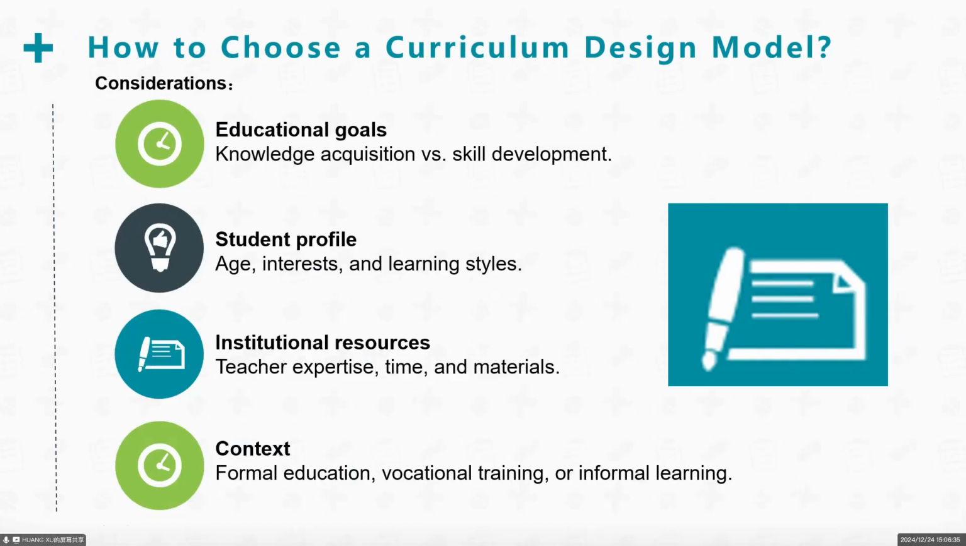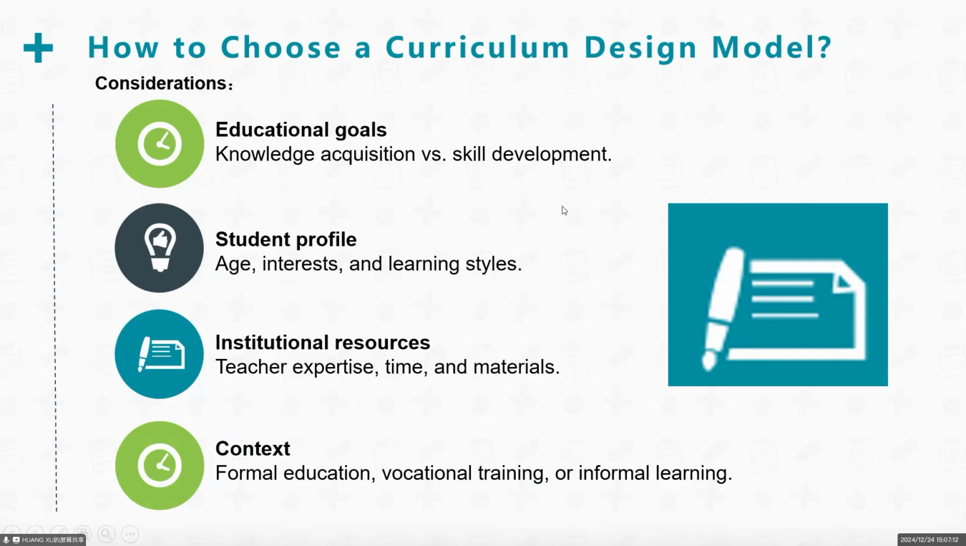So how do we choose the right curriculum design model? We need to consider a lot of factors such as educational goals, student profile, institutional resources, and context. I'm going to explain each one. First, for educational goals, we have to consider students' knowledge acquisition and their skill development. And we have to consider our students' age, interests, and learning styles. And next, we are going to consider the teacher's expertise, time, and materials.